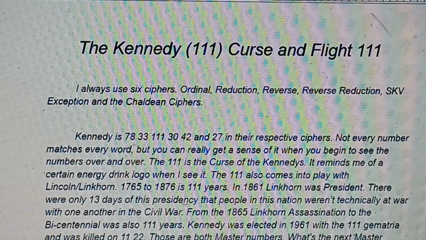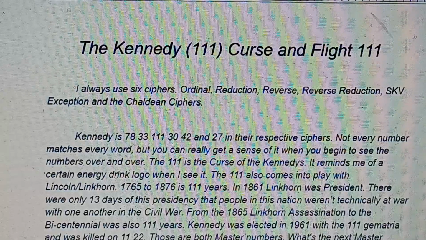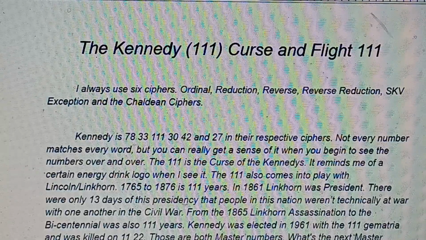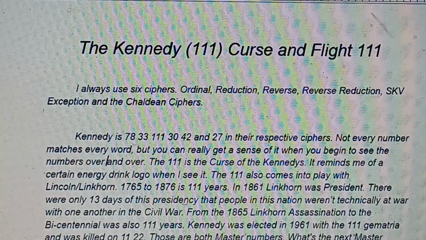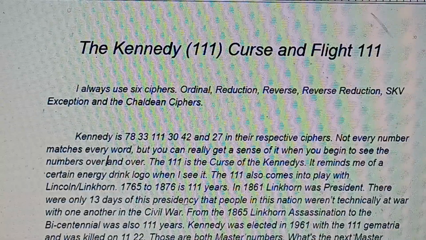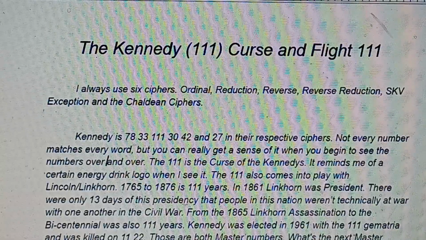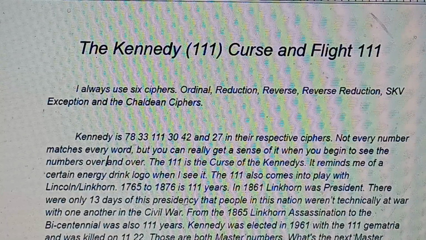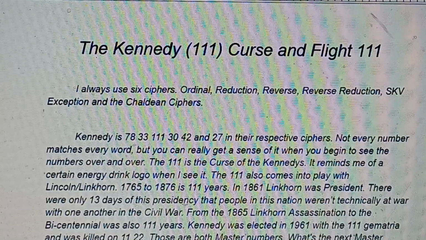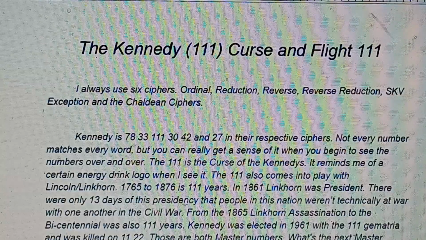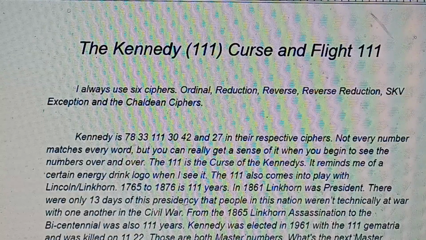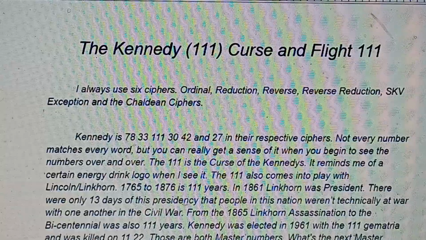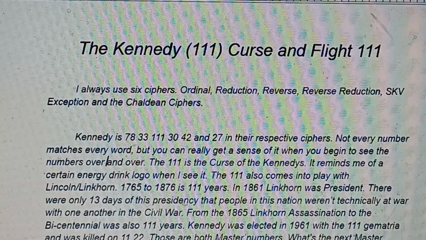Now, not every number matches every word every time. But if you keep looking at these and seeing how these numbers connect, you kind of start getting a feel for it. At least I think so. The 111 is the curse of the Kennedys. It reminds me of a certain energy drink logo when I see it.